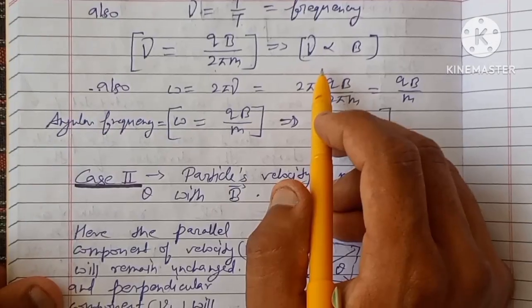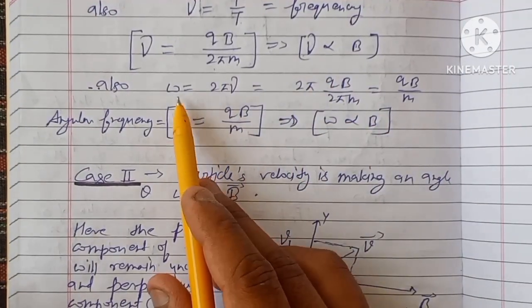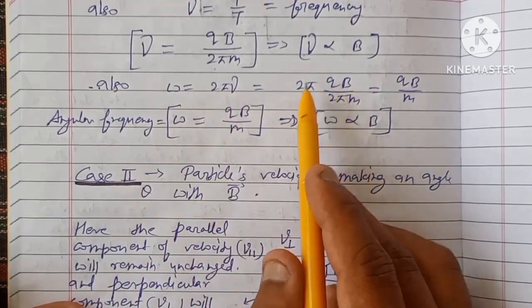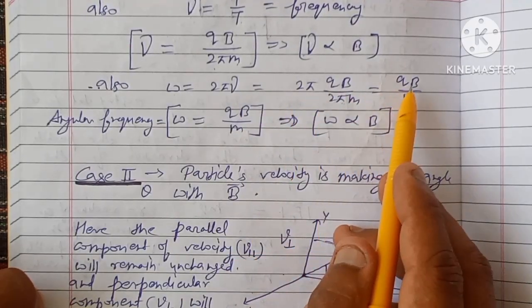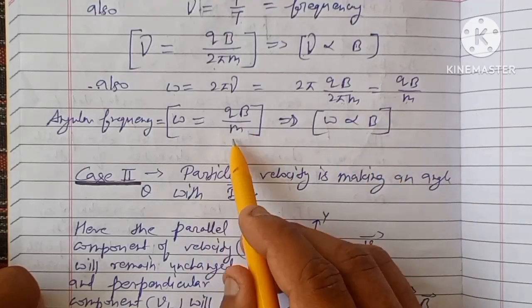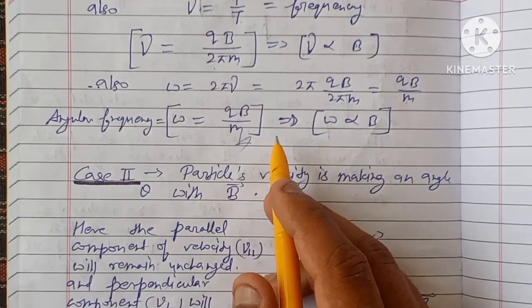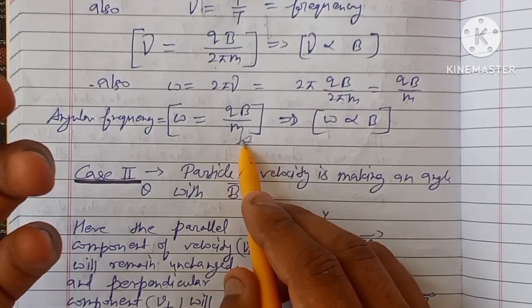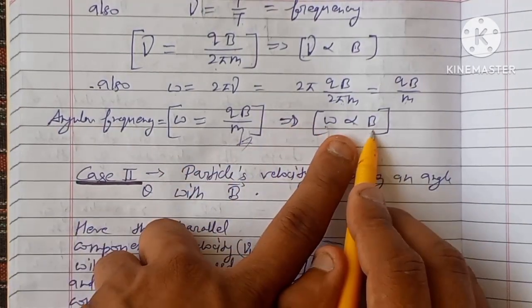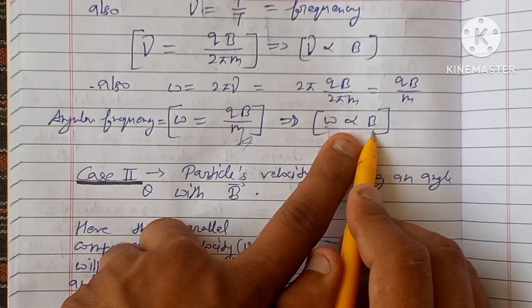Also we can calculate the angular frequency, that is omega. Since omega is equal to 2 pi nu, here 2 pi nu is nothing but qB by 2 pi m. Here 2 pi gets cancelled out, so this is qB by m. So omega is this. I am again saying, you have to keep these relations in your mind, very important relations. And here omega is directly proportional to B. That is another crucial point.